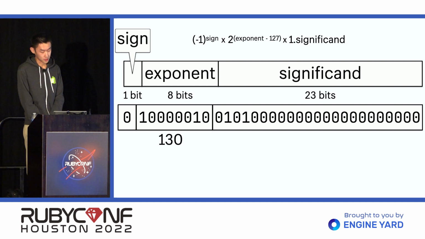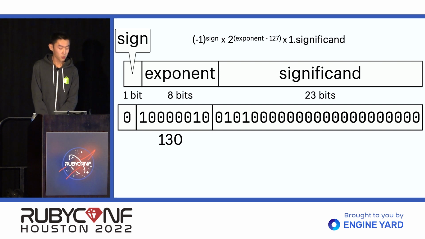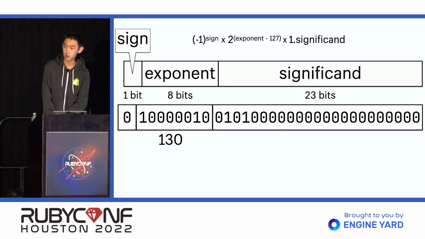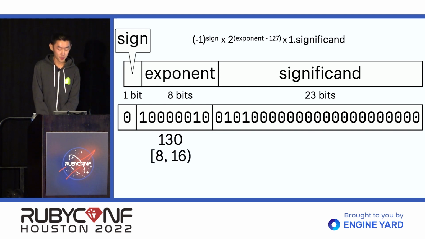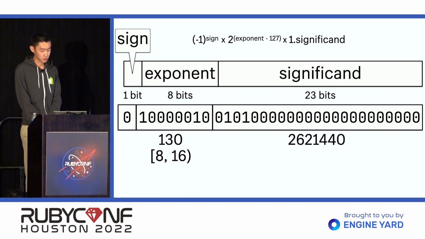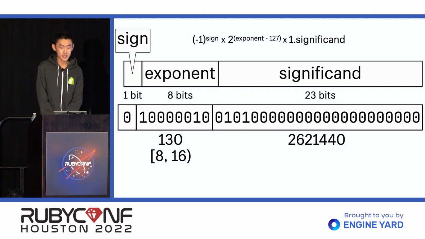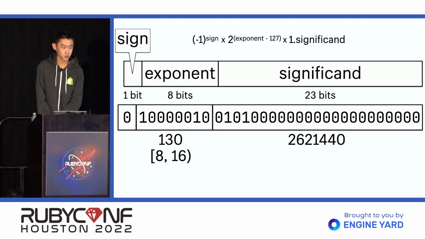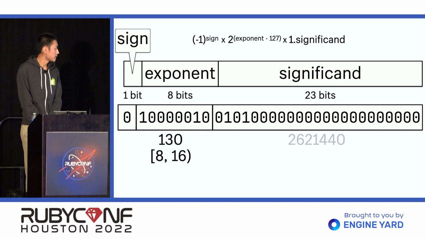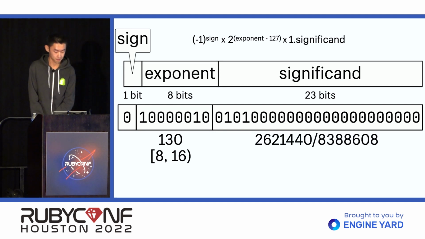It's the number 130. This corresponds to the range that starts at 2 to the power of 3, which is 8, and ends at 2 to the power of 4, which is 16. The significand corresponds to this decimal number, which is about 2.6 million. To get how far into the range between 8 and 16 this floating point number is, we divide this number by 2 to the power of 23, which is this 8.38 million number.